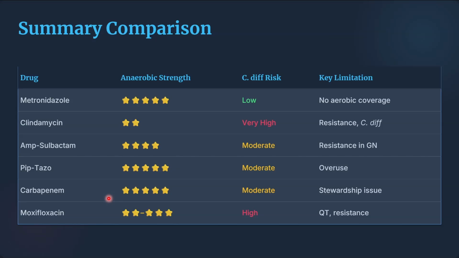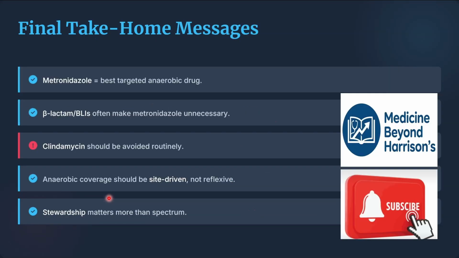Carbapenems also have good coverage; the only issue is stewardship. Moxifloxacin: avoid in QT prolongation and resistance. You can give 2 to 3 stars for moxifloxacin, with a high risk of Clostridium difficile infection again. The major final take-home messages are: metronidazole is the best targeted anaerobic drug. BL-BLIs often make metronidazole unnecessary. Clindamycin should be avoided routinely, unless you need additional gram-positive coverage. Anaerobic coverage should be site-driven and not reflexive. Stewardship matters more than the spectrum of activity.